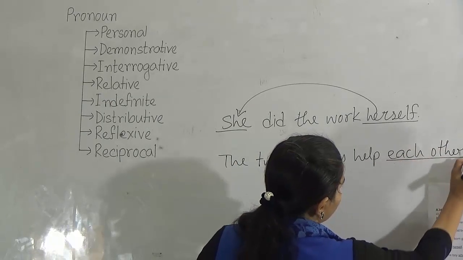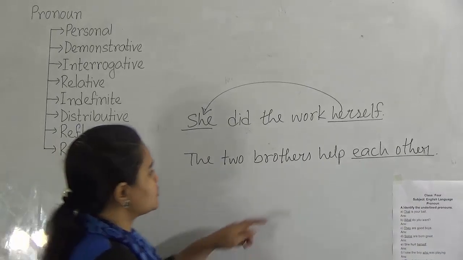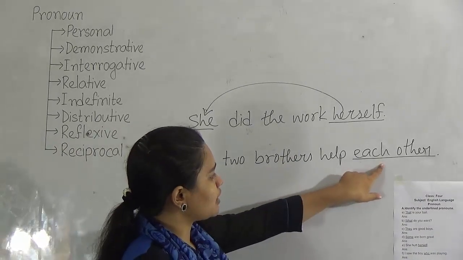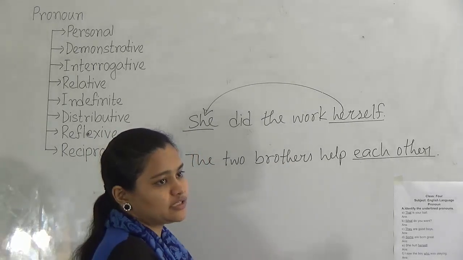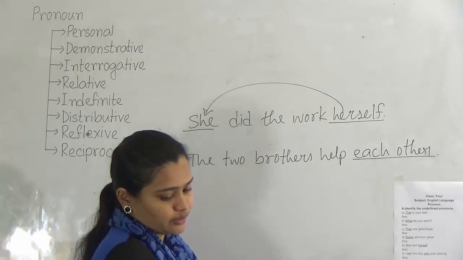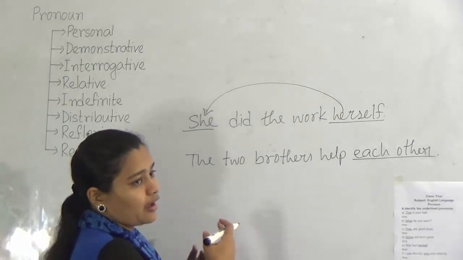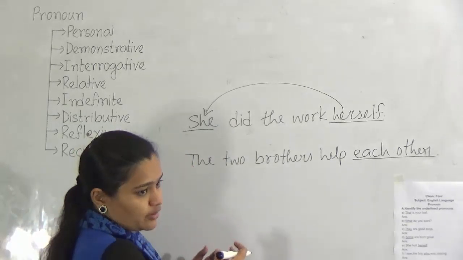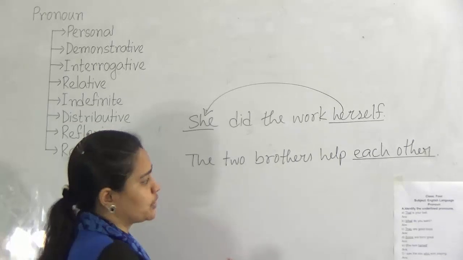The two brothers help each other. This sentence means there are two persons and they are helping each other. One helps another one, and one brother takes help from the other person, right? I mean, there are two persons and they are doing the same work together.